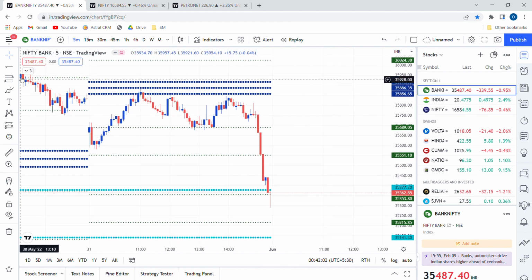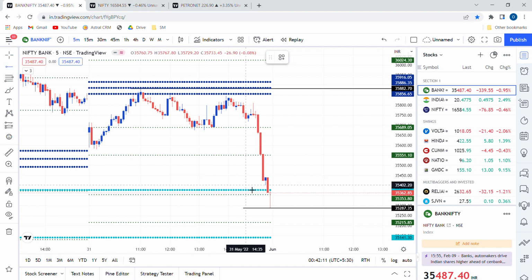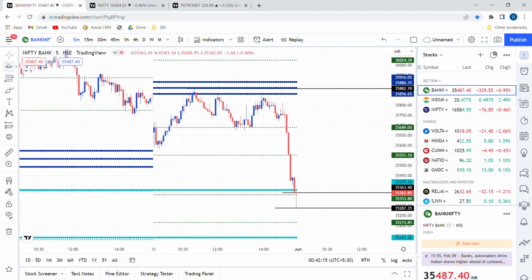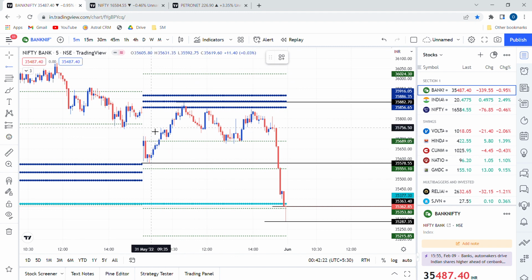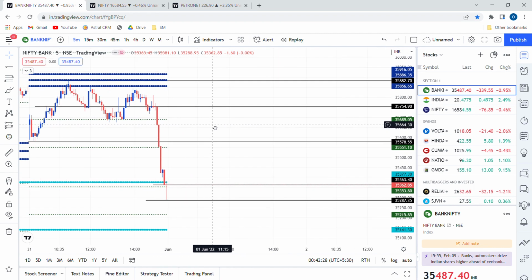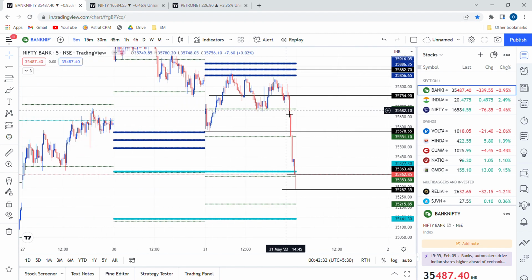So the today's high, today's low, and today's closing price, as well as the initial balance low of the day and initial balance high here. So these are the key levels from today that we have to look at very closely for tomorrow in order to get our trade.